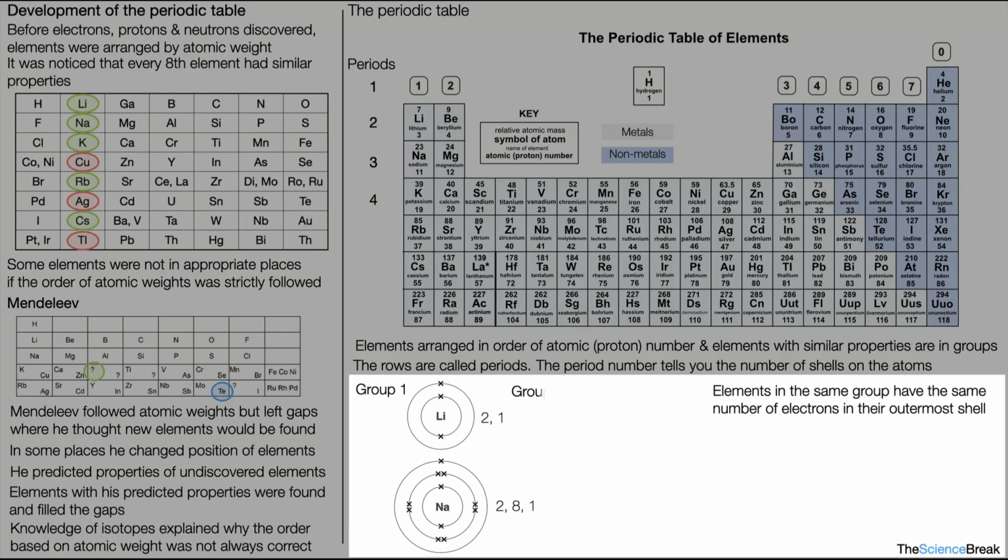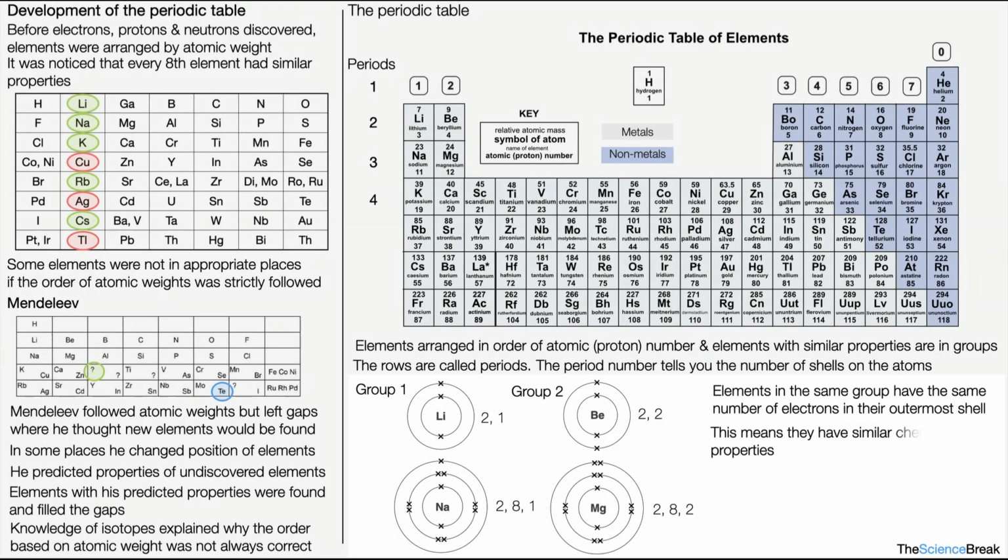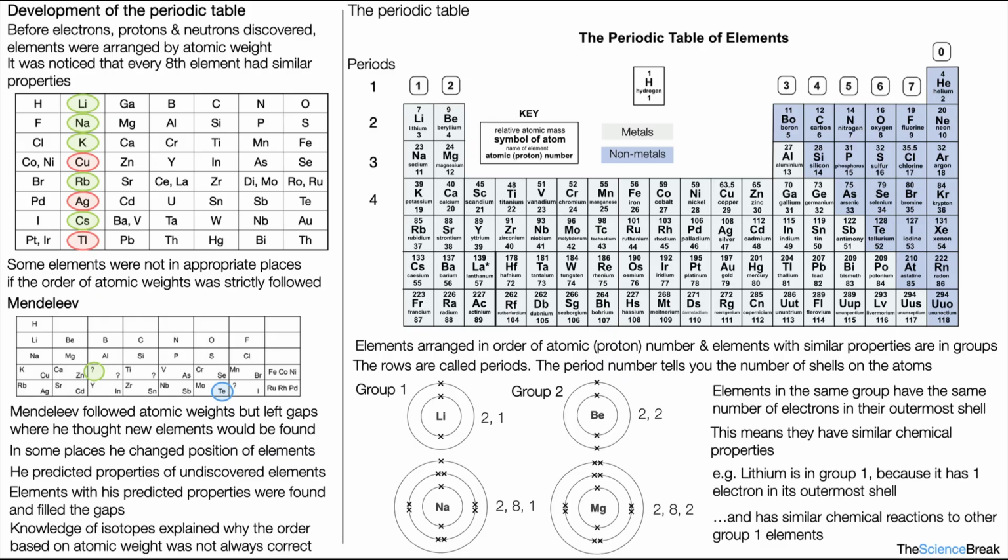If we go to group 2, we've got beryllium with an electronic structure of 2, 2. Again, 2 electrons in the outer shell. And one more example, magnesium, 2, 8, 2. Again, 2 electrons in the outermost shell. This means that all the elements in a particular group have similar chemical properties. For example, lithium is in group 1 because it has 1 electron in its outermost shell and has similar chemical properties to other group 1 elements because of that 1 electron in the outermost shell.